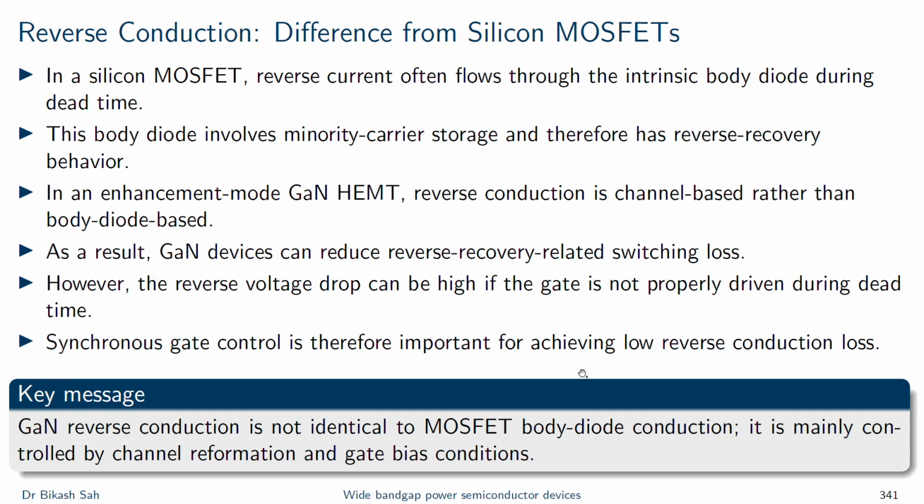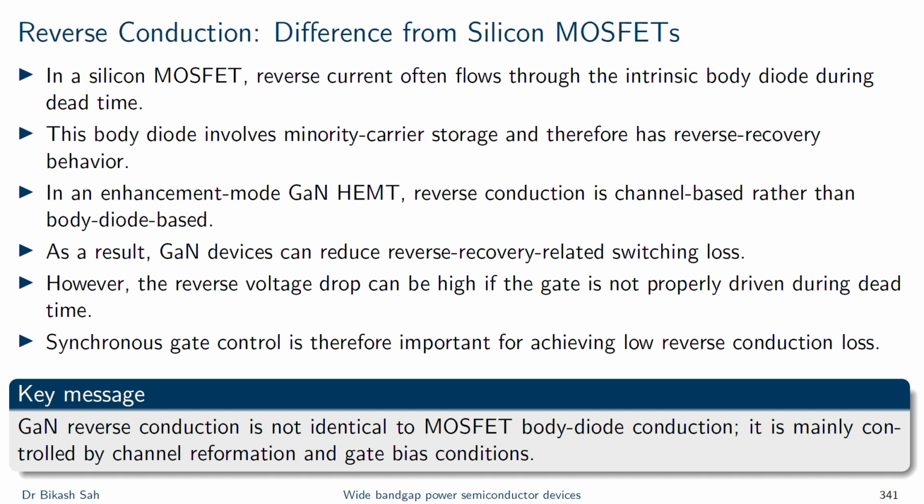Now let's move further with a bit more discussion about the difference from the silicon MOSFET. As I already mentioned, reverse conduction in the GaN should not be assumed to be a body diode like the one in the silicon MOSFET. In a silicon MOSFET, during that time in a half bridge, the reverse current often flows through the intrinsic body diode, the diode formed by the PN junction, and therefore involves minority carrier storage. When the opposite switch is turned on, the stored charge must be removed, creating a reverse recovery current and, I would say, extra switching losses.